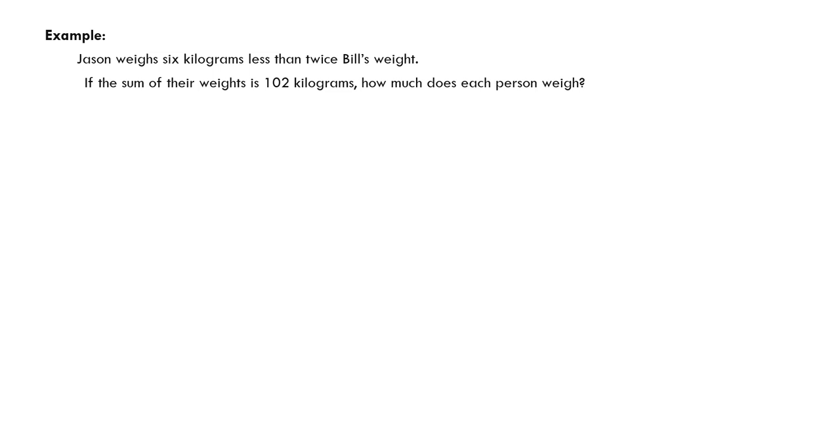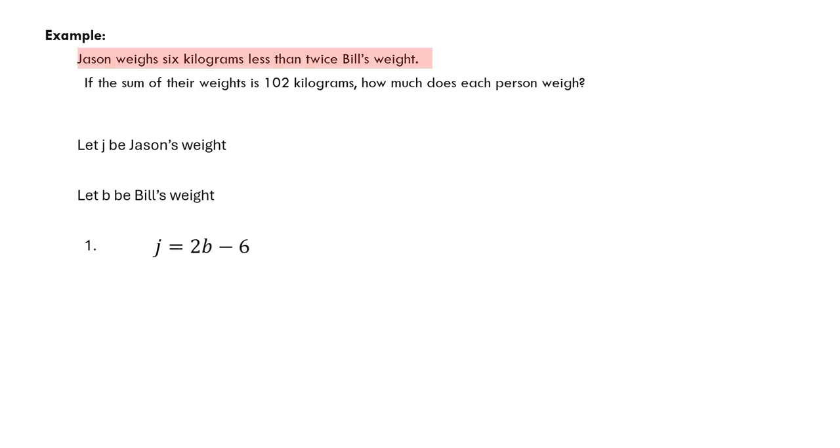We'll begin with a let statement that states that J will represent Jason's weight and B will represent Bill's weight. Jason's weight, again, is twice Bill's weight, less 6 kilograms. We can represent this scenario with the equation J equals 2B minus 6. We know that the sum of Jason and Bill's weight is 102 kilograms. We can model this with the equation J plus B equals 102.